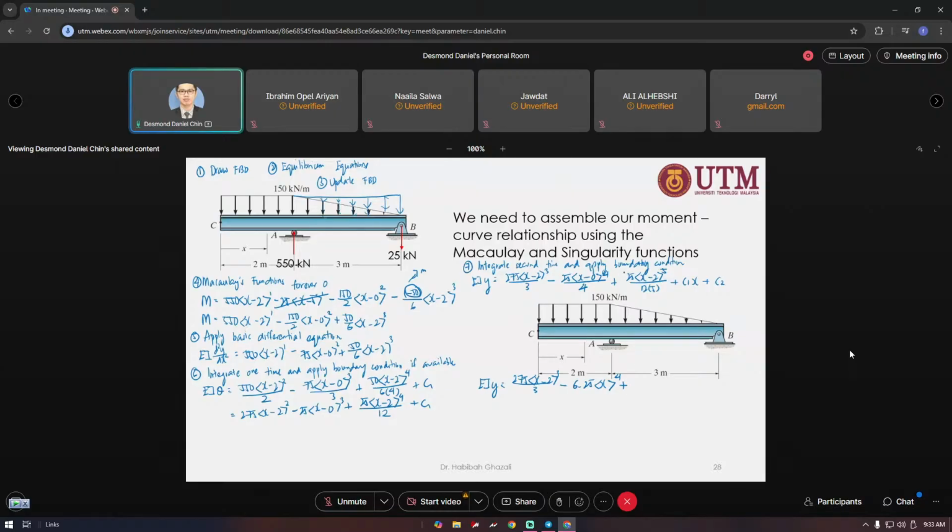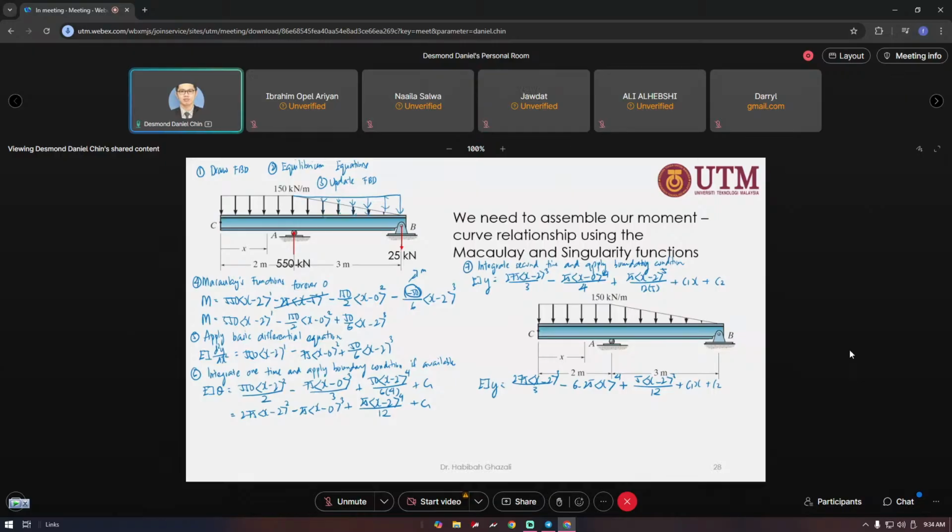Plus, so 25 over 12 times 5. So I will get 25 divided by 5, I will get 5. So 5 x minus 2 to the power of 5 divided by 12 plus C1x plus C2. Am I right? Any mistakes so far? No, right? I think so, right? Okay.